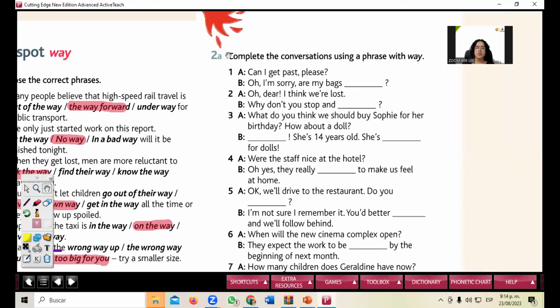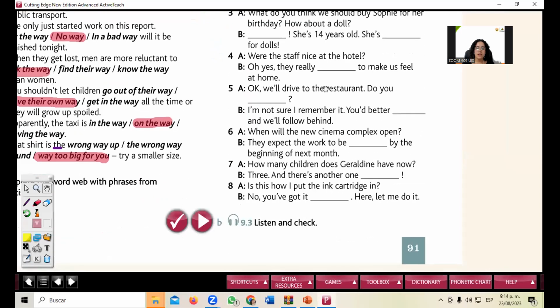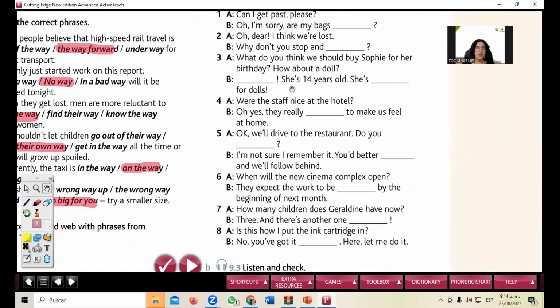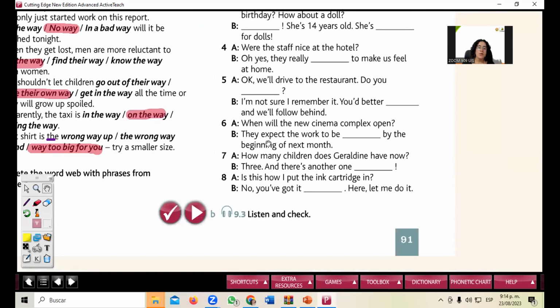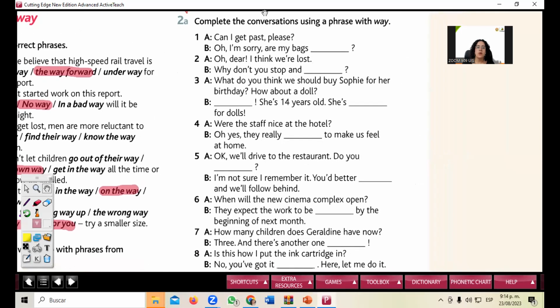You're going to use them to complete the conversations in point number 2A. All right, so we have 8 conversations. I'm going to give you some time to check them individually. Then we correct them and we will listen to check for the correct answers. All right, so let's have some time to work on this. Number 2A. Complete them with a phrase using the word way.